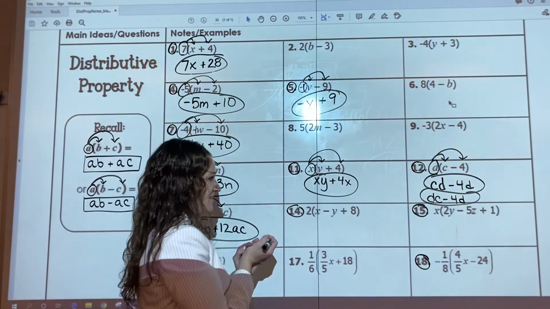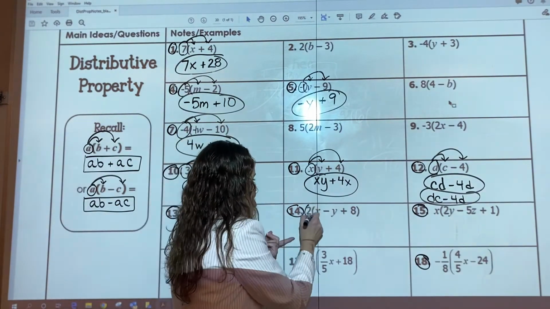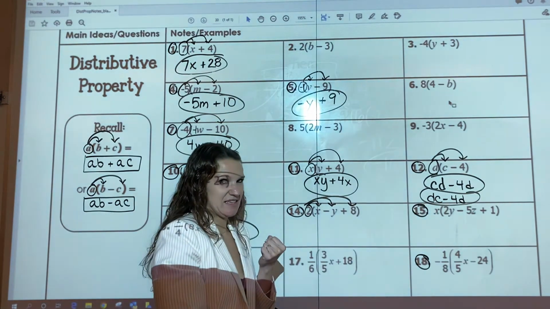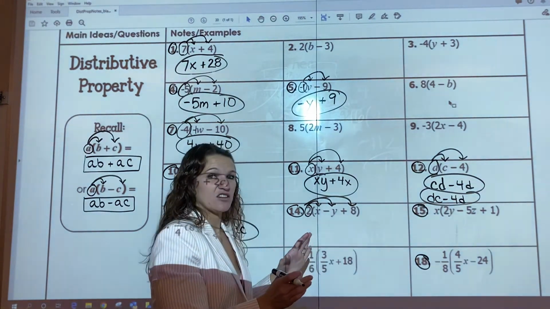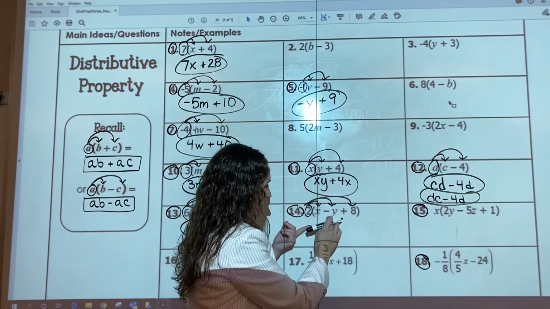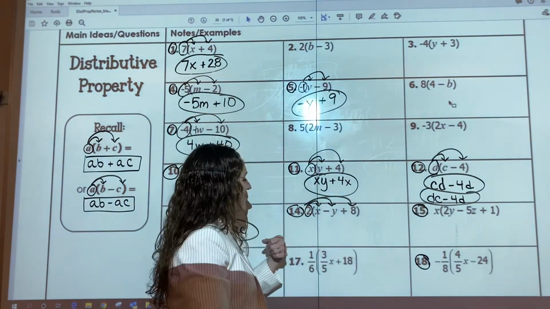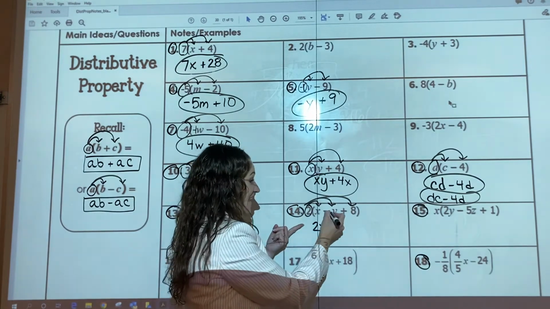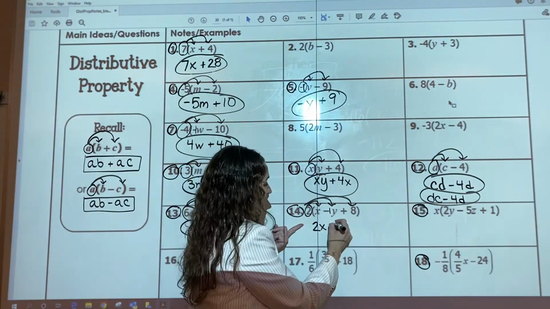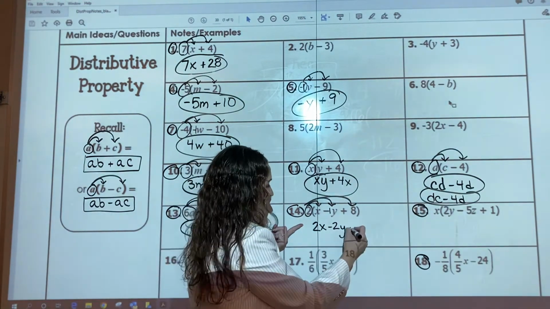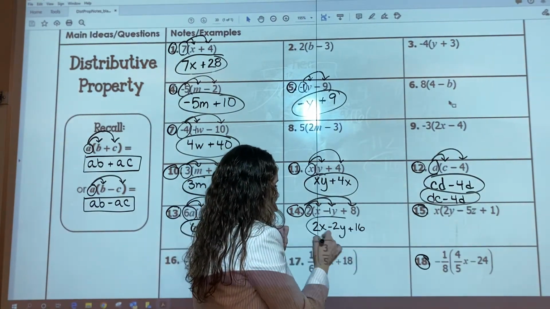Number 14, let's distribute that too. I've got 3 terms inside my parentheses. Remember, our terms are separated by pluses and minuses. So 1 term, 2 terms, 3 terms. So 2 times x gives me 2x. 2 times negative 1y would give me negative 2y. And 2 times 8 is going to give me a positive 16.